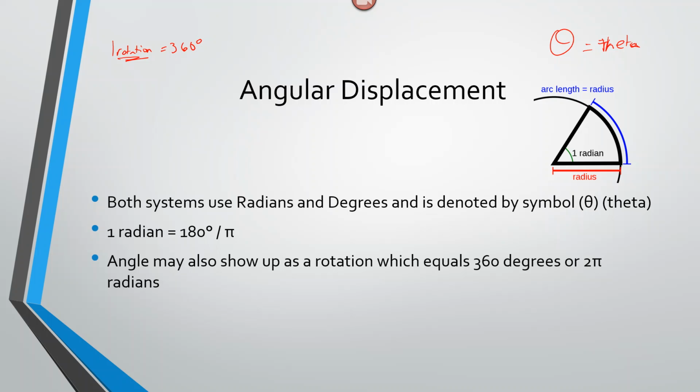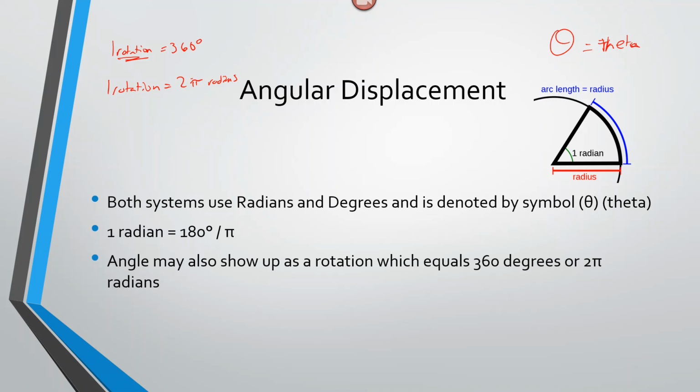A lot of people get confused by radians, but there are 2 pi radians in one rotation. Those 2 pi radians in one rotation. So what is actually a radian?